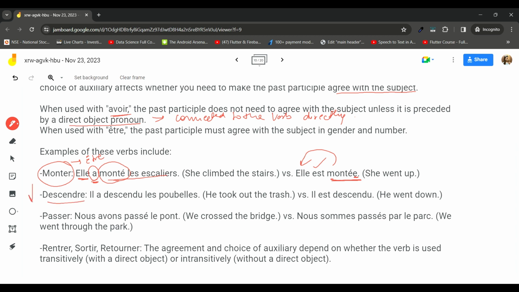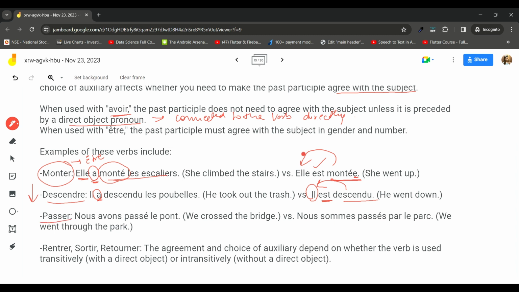Descendre means to come down. Il a descendu les poubelles. So, he took out the trash. No change because it's with avoir. Il est descendu, because it's masculine. So, again, there is no extra addition, but this past participle is agreeing with the subject. He went down. So with avoir, it would become he took out the trash, and with être, it would become he went down.